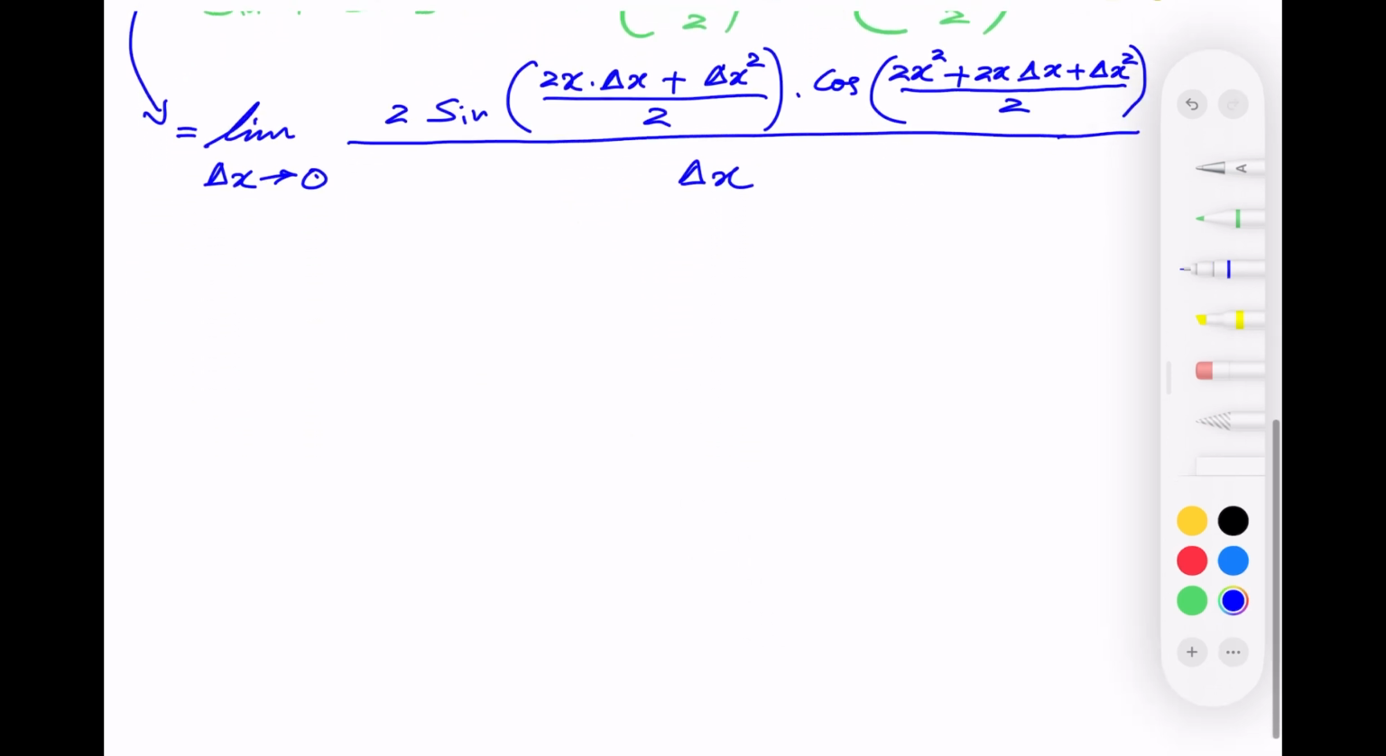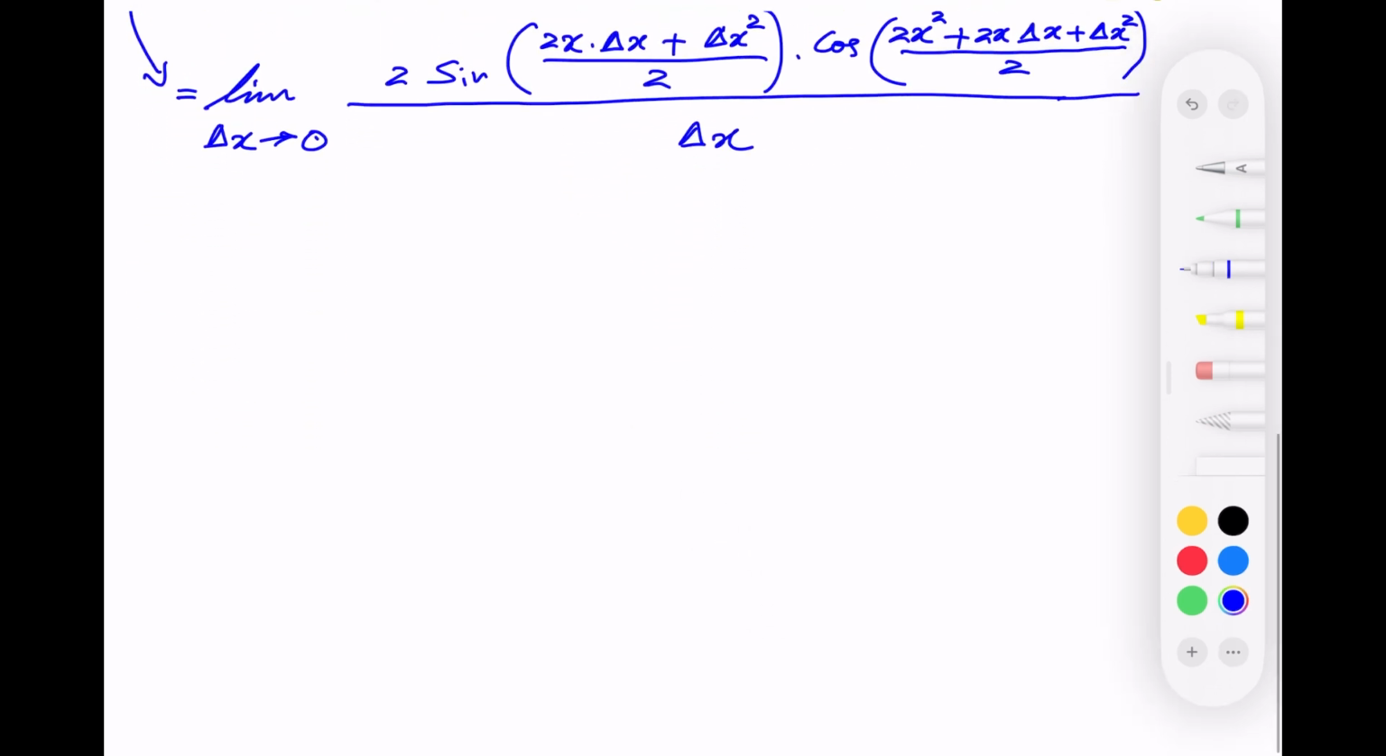Alright, now we need to do some further simplifications. If you look at this term right here, it is a sine term, and we will see if we can do some further simplifications with that. From that part, I can factor out a delta x.